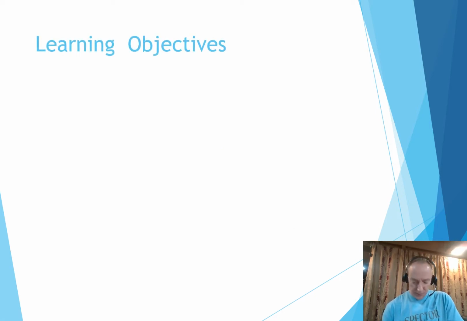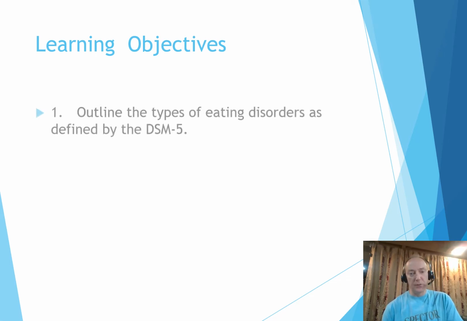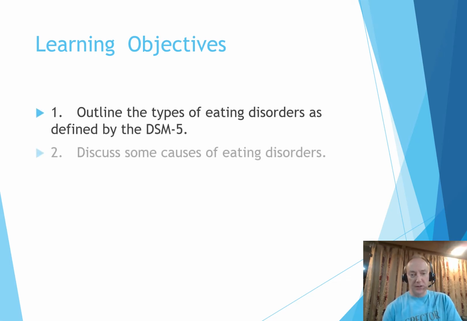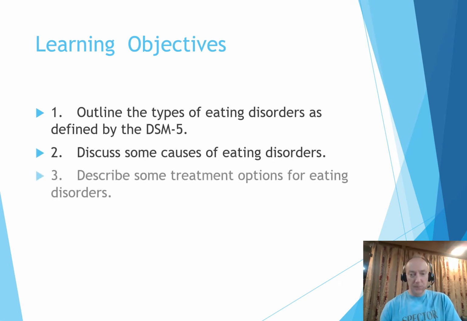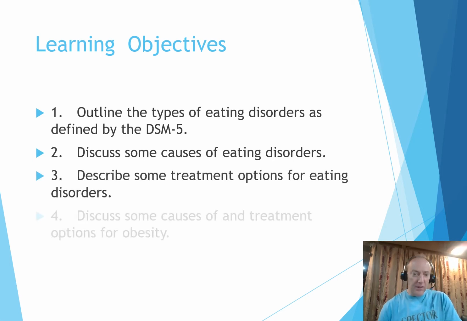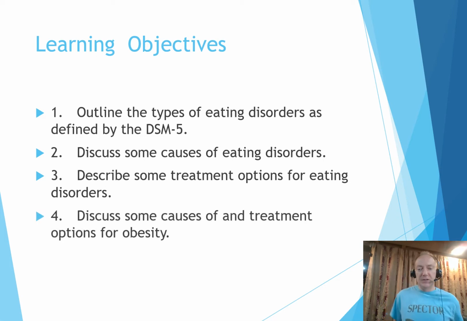In this chapter, we're going to go through the eating disorders that are in the DSM-5, and as always, discuss etiology and treatment. And then, although not specifically a disorder of itself, we are going to address obesity.